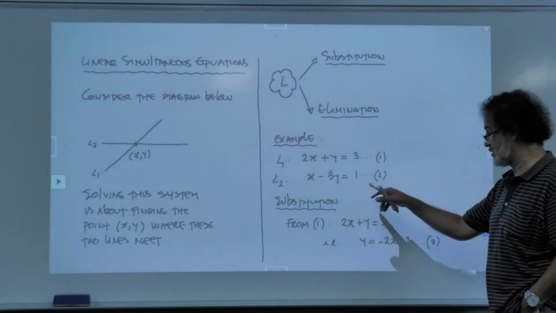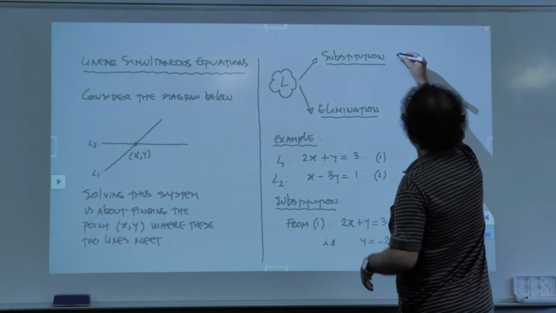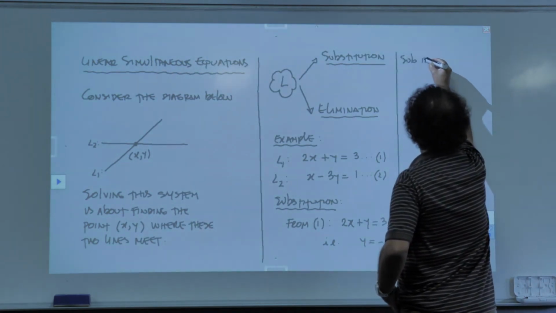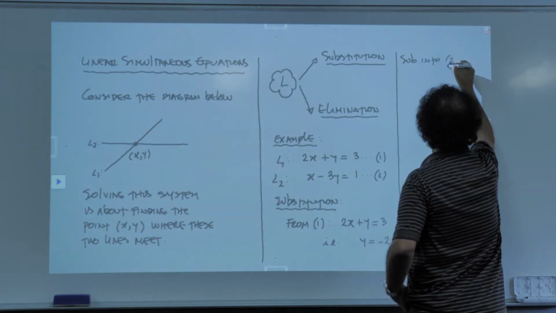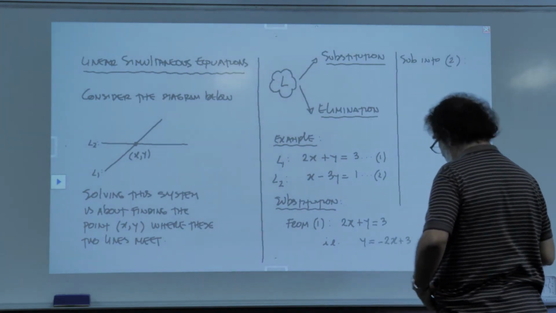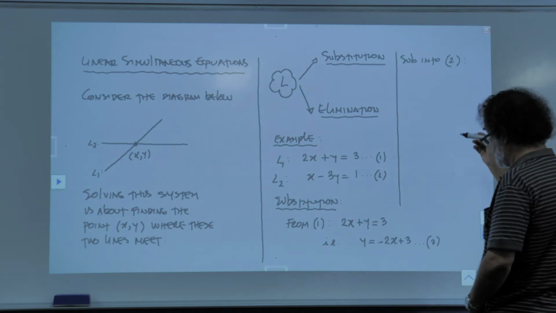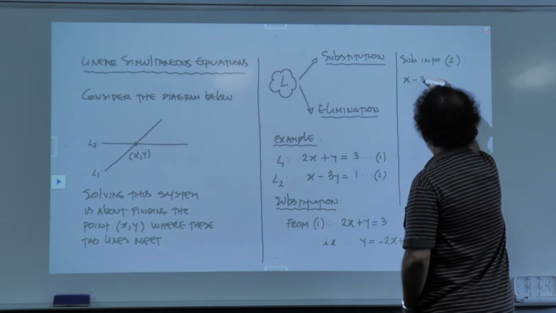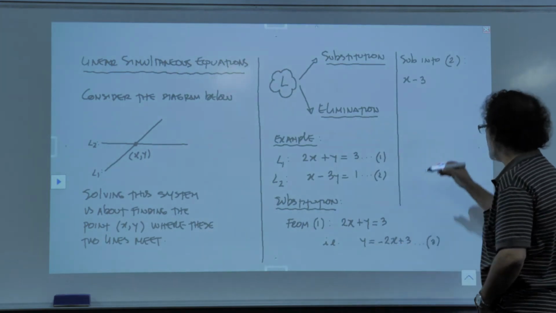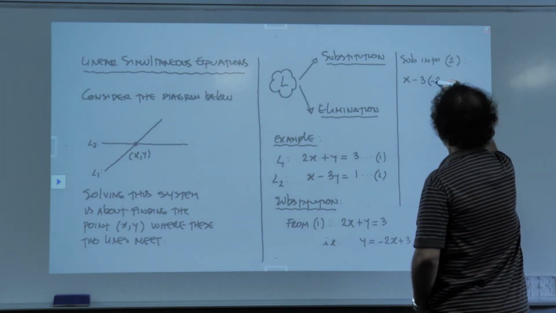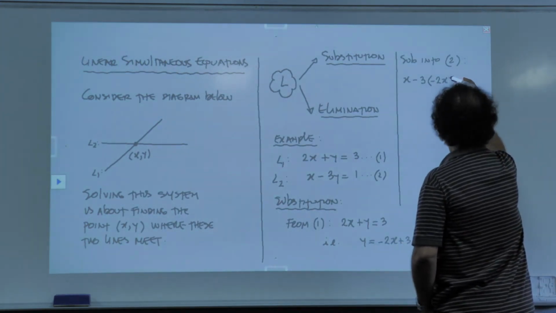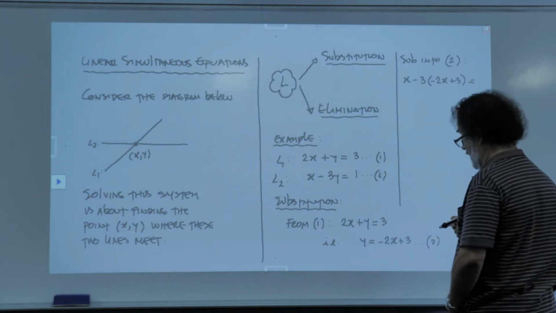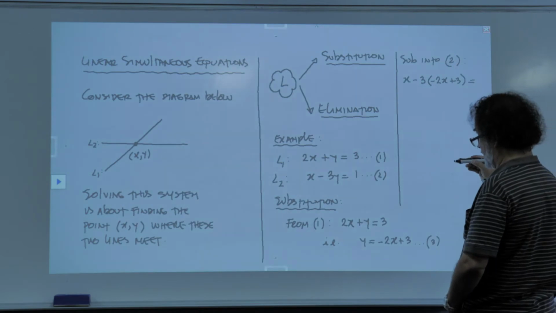So we're going to substitute into 2. Okay, so we're going to say sub into 2, meaning x minus 3y, which is minus 2x plus 3, that has to be equal to 1.